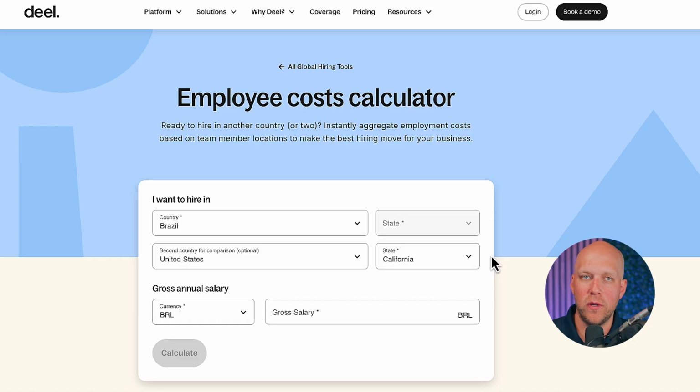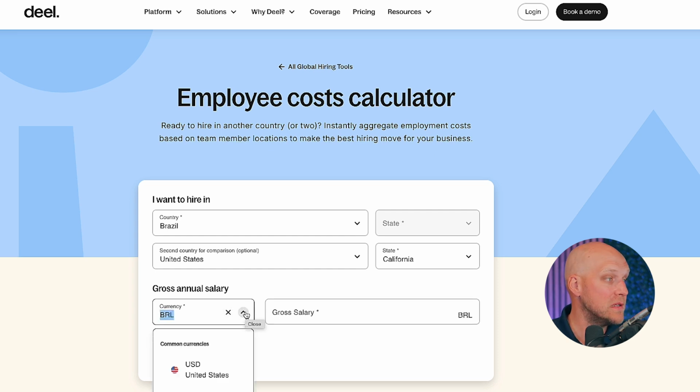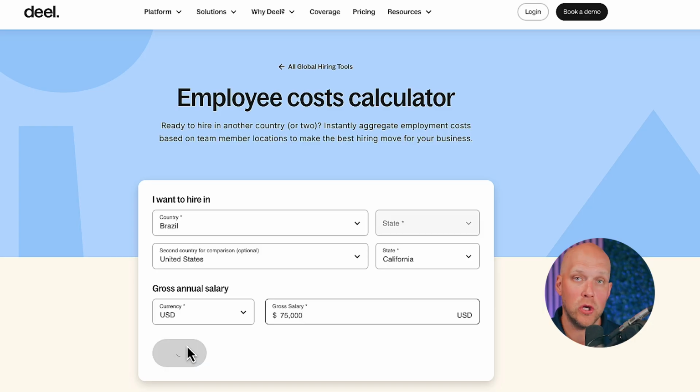I'm going to put in California. It's the most expensive state. That's why I'm using it. Maybe Hawaii is a little bit more, but it's one of the most expensive states to hire in. Now, of course, I'm not very familiar with Brazilian currency, so you may want to switch this to US dollars. Let's say it's a $75,000 position. Now, what this is going to do is not do any sort of cost of living calculation, like how much should I pay somebody in Brazil if I'm paying them $75,000 in California? This is actually what you're going to get right here.